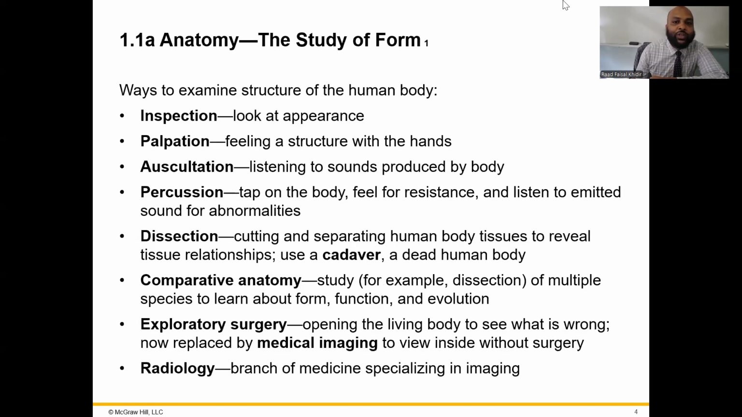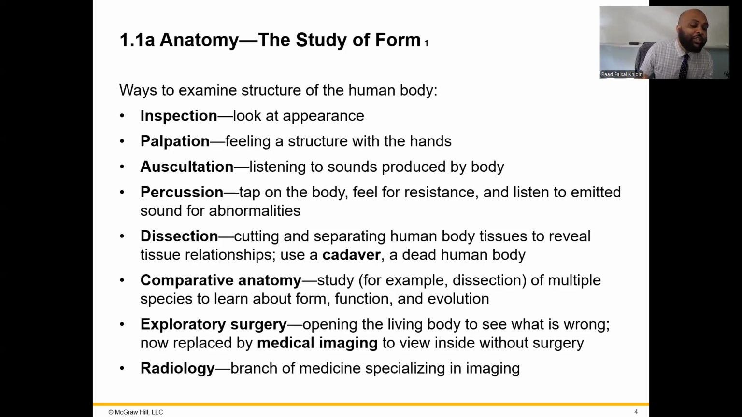Okay, so how do we study the anatomy? There are multiple different ways to examine the structure of the body. There's inspection, and that is when we visually look, we inspect. Is there redness? Is there swelling? Is there bluish discoloration of the skin, indicating there's hypoxia? The patient is suffocating, cannot breathe. Is there yellowish discoloration of the sclera of the eyes, indicating the patient has jaundice? That's an example of inspection.